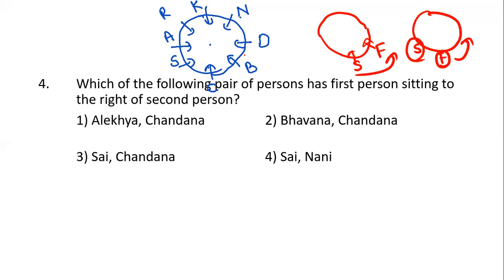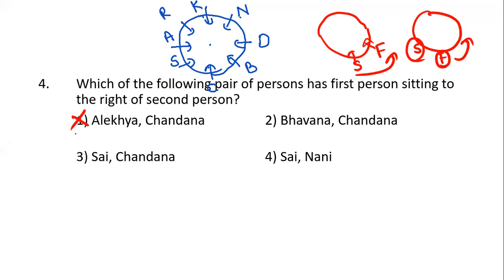Who is second person here? Chandana. So go to the diagram. Chandana is second person. Who is right side of Chandana? Bhavana. But here Alekhya is given. So can I say first option is wrong? Yes. You got the point, right? First option is wrong. Next.